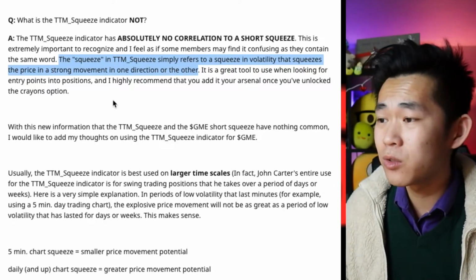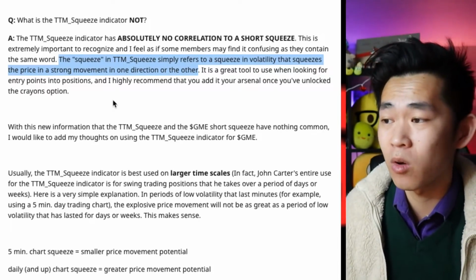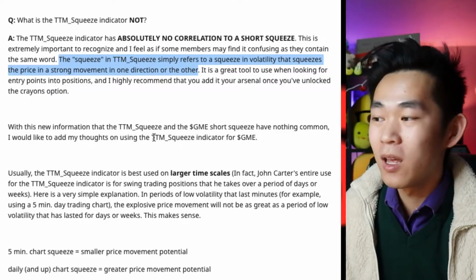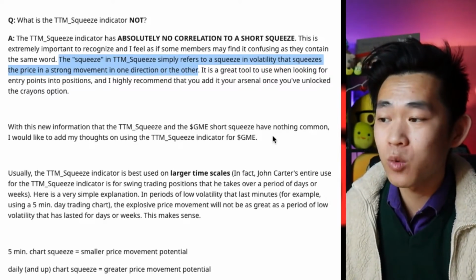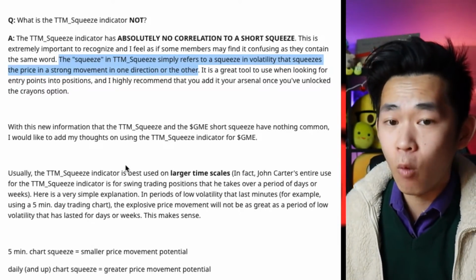It is a great tool to use when looking for entry points into positions, and they highly recommend that you add it to your arsenal once you've unlocked the crayons option. With this new information that the TTM squeeze and the GME short squeeze have nothing in common, they would like to add their thoughts on using the TTM squeeze indicator for GME.